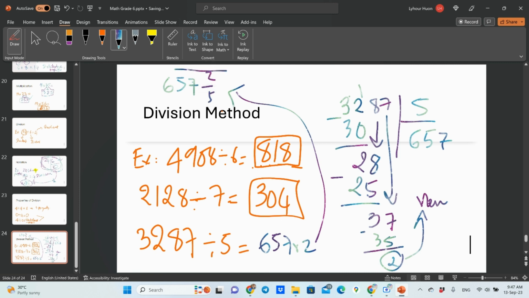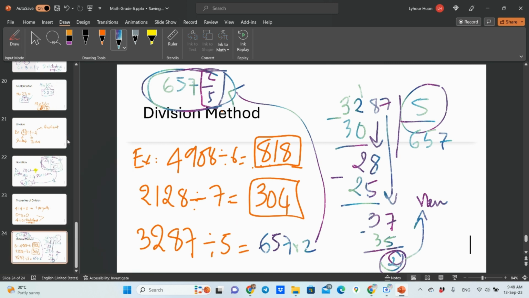This is another way you can write it, because the 2 keeps being divided by the 5, but we don't know the result, so the division keeps going. That's why this is called a mixed number. It's a fraction together with a whole number.